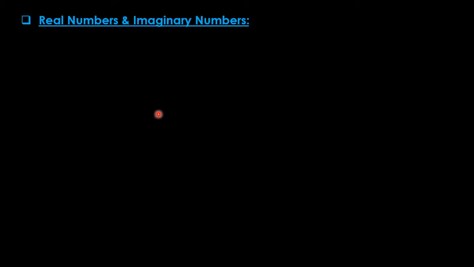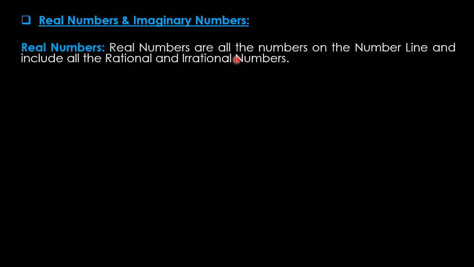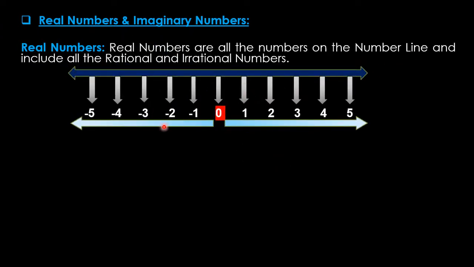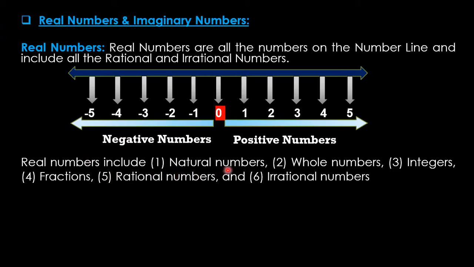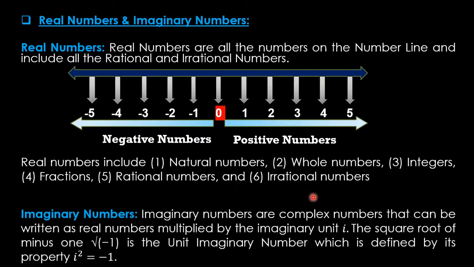Now real numbers and imaginary numbers. Real numbers are all the numbers on the number line and include all the rational and irrational numbers. Like this is a number line, starting here 0, 1, 2, 3, 4, 5 on the right side, and -1, -2, -3, -4, -5 on the left side. So these are all real numbers. These are negative numbers, these are positive numbers, and the entire thing is real numbers. Real numbers include natural numbers, whole numbers, integers, fractions, rational numbers, and irrational numbers.